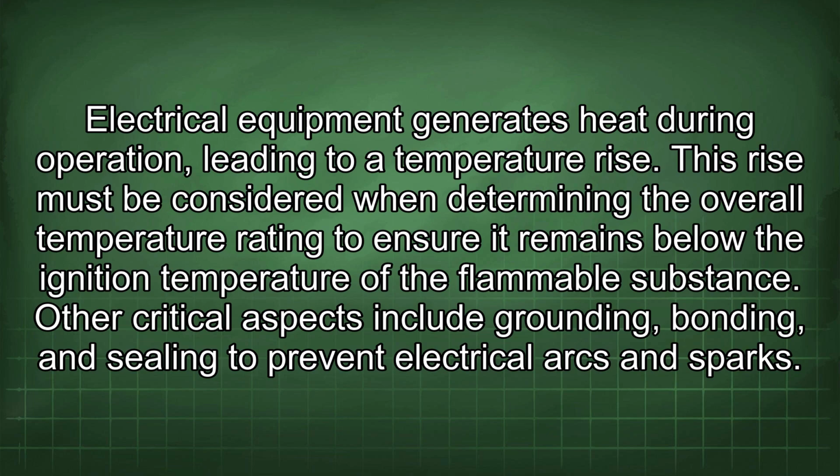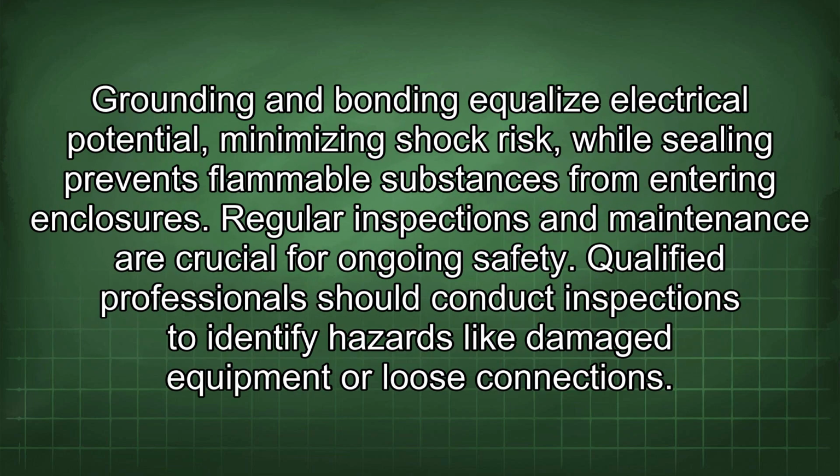This rise must be considered when determining the overall temperature rating to ensure it remains below the ignition temperature of the flammable substance. Other critical aspects include grounding, bonding, and sealing to prevent electrical arcs and sparks. Grounding and bonding equalize electrical potential, minimizing shock risk, while sealing prevents flammable substances from entering enclosures. Regular inspections and maintenance are crucial for ongoing safety.